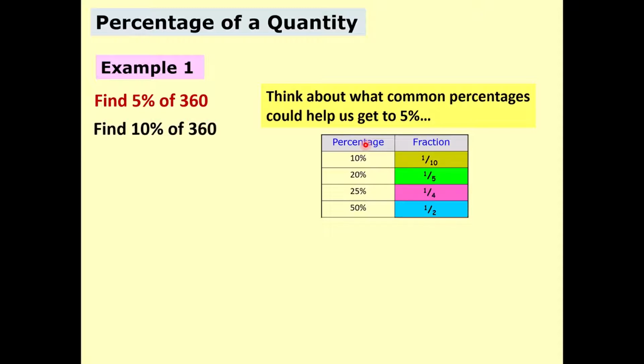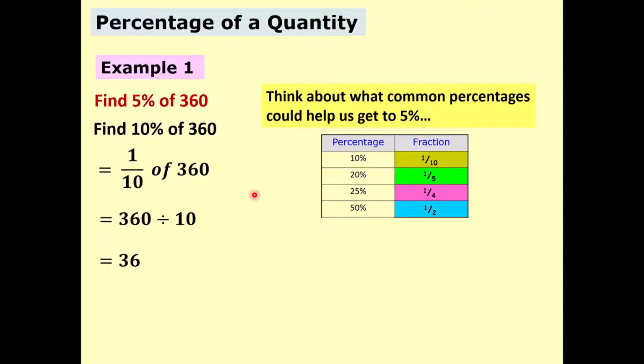So we're first going to find out what 10% is, and we've done this previously. 10% is the same as a tenth, so we're going to find a tenth of 360. And we know to find 10%, and to find a tenth, we divide by 10 to get 36. So we know that 10% of 360 is 36.